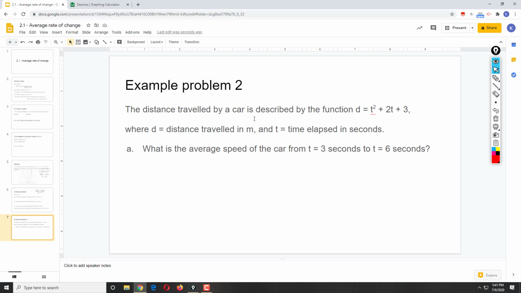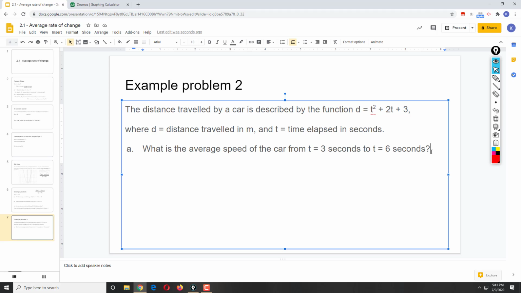Okay. Finally, let's go back to our context slope. The distance traveled, example problem 2. The distance traveled by a car is described by the function d equals t squared plus 2t plus 3, where d is distance traveled in meters and t is time elapsed in seconds. We want to know the average speed of the car between t equals 3 seconds and t equals 6 seconds. That's really just the average rate of change. But it's a weird problem that we're in context.